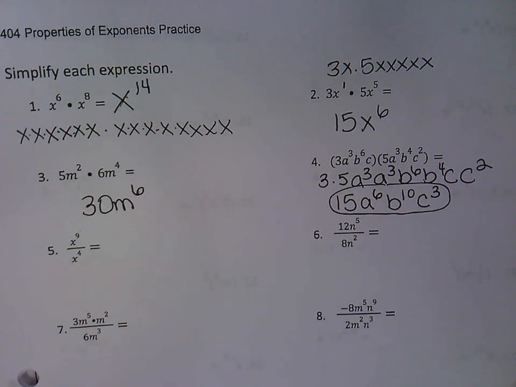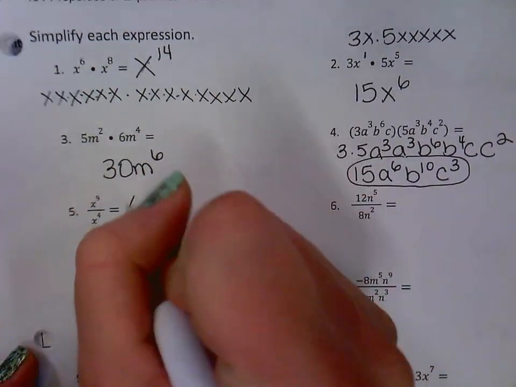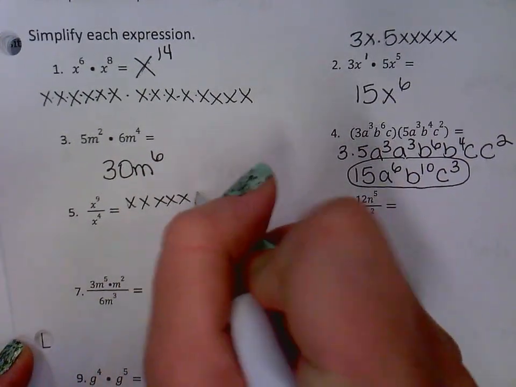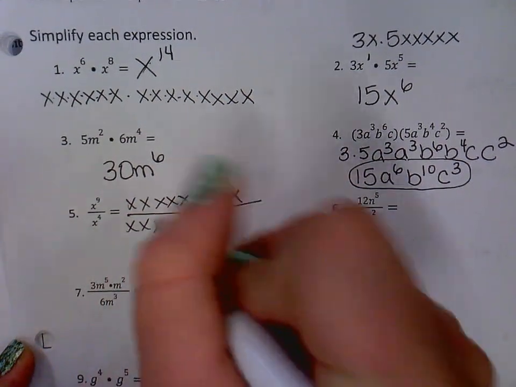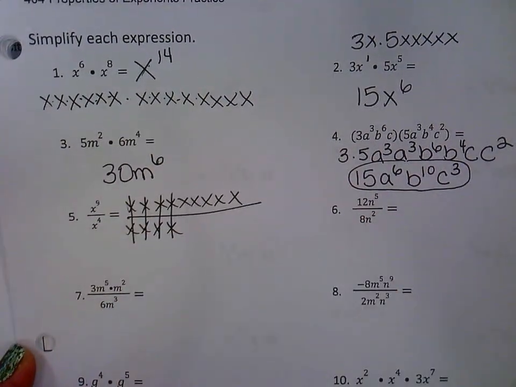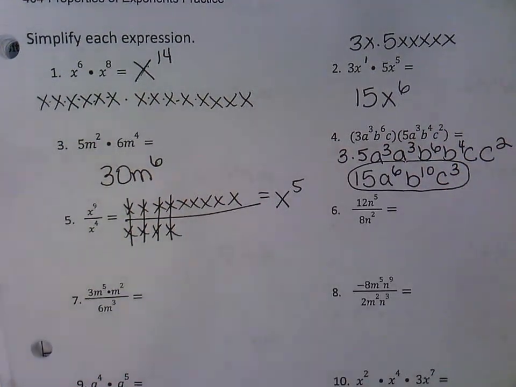Okay, number 5 is the quotient rule. What am I allowed to do on number 5? Right. You technically have 2, 3, 4, 5, 6, 7, 8, 9 on top of 1, 2, 3, 4. 4 of them are gone, and you have x to the 5th left in the numerator.